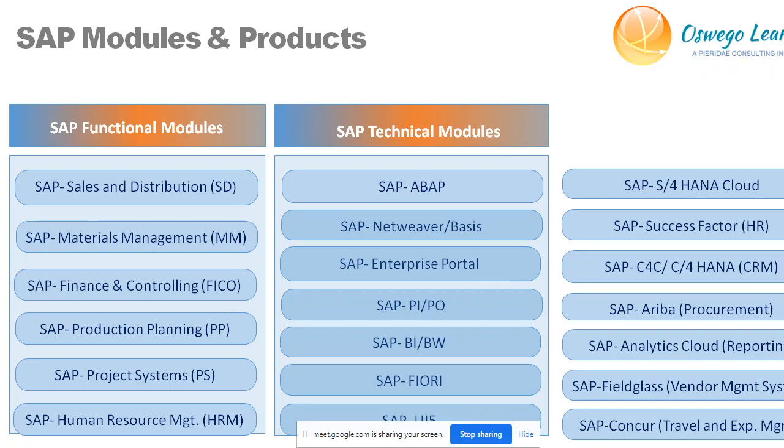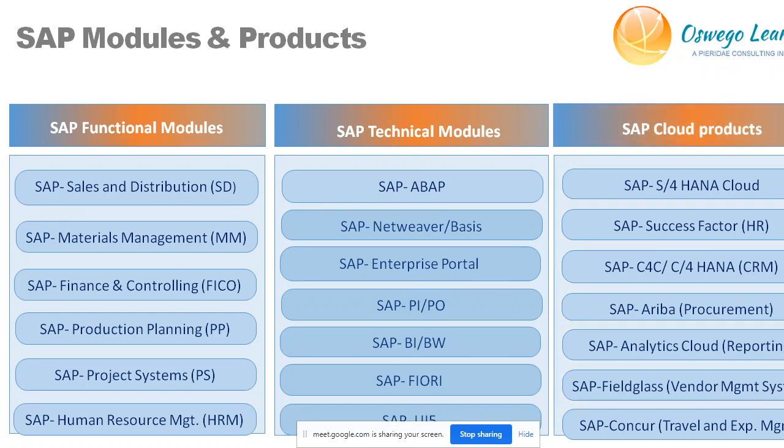Those who are very much interested in coding, for them these are the modules available: SAP ABAP, that is the core coding module of SAP. After that we have SAP NetWeaver or Basis. We have the enterprise portal, SAP PI/PO. For reporting purposes we have SAP BI/BW, and the latest user interface option is the SAP Fiori module, and we have the SAP user interface. So these are the two verticals you can see: functional modules and technical modules, and the new trend is cloud products, SAP Cloud Products.